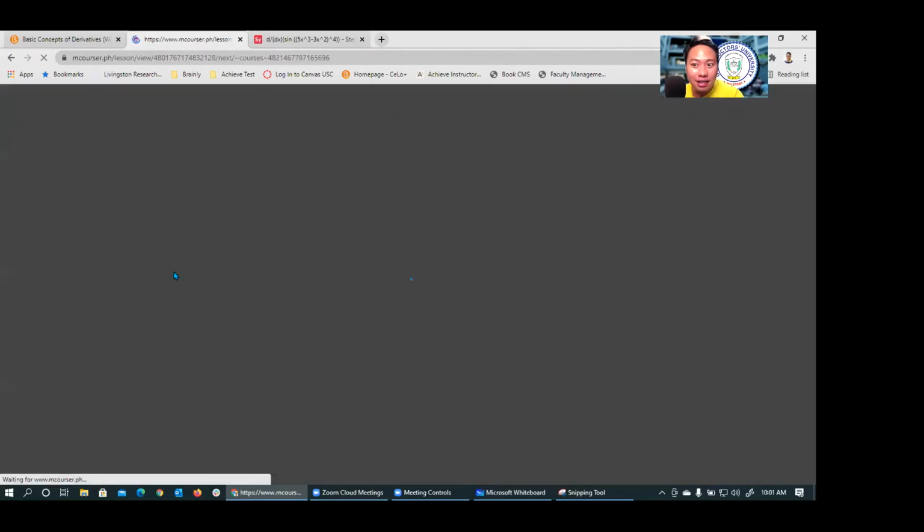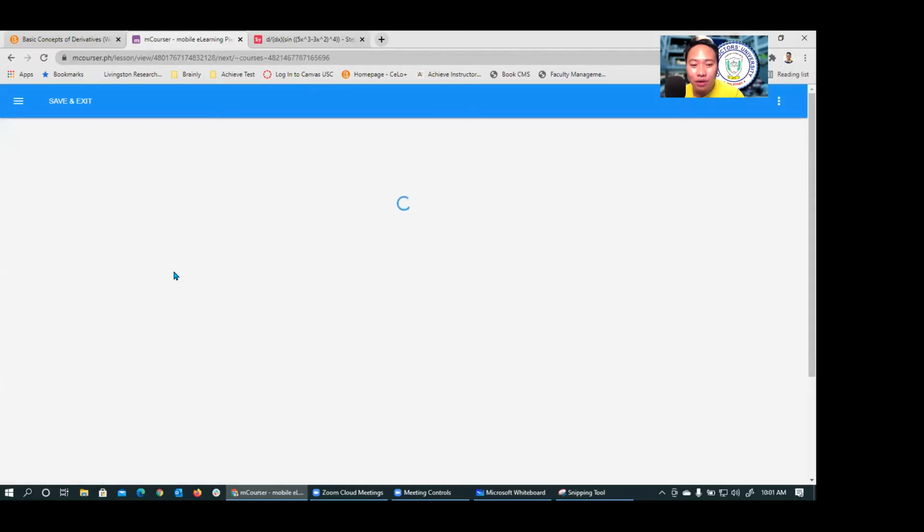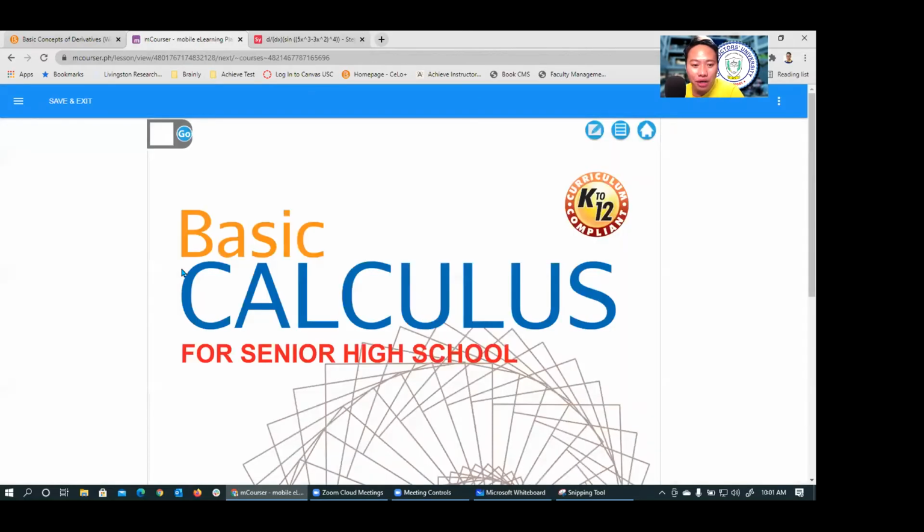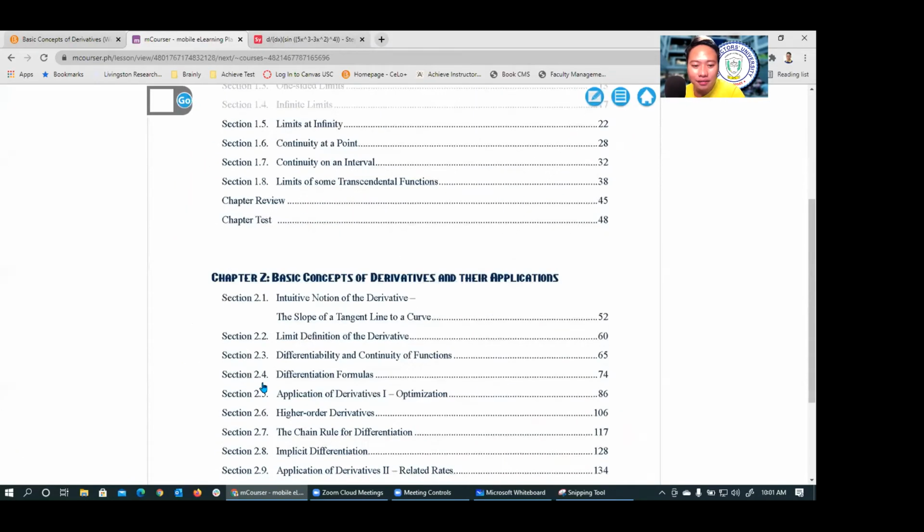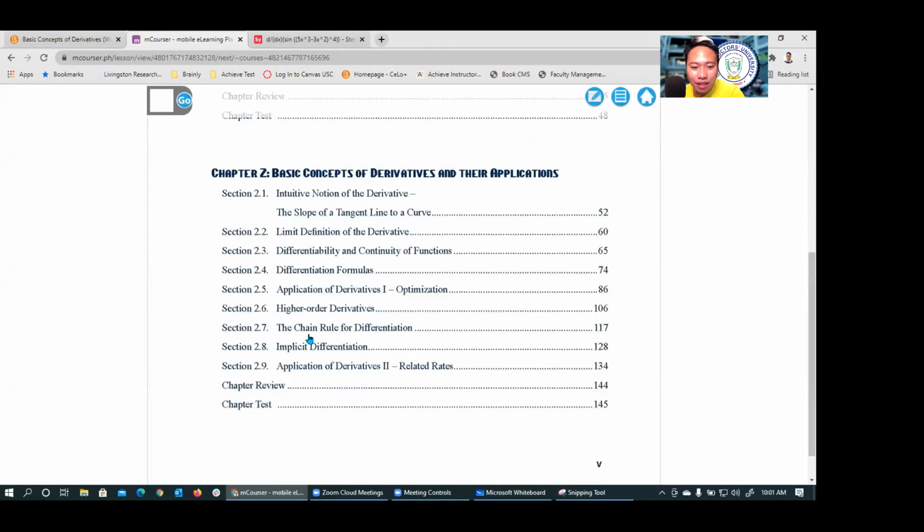I'm gonna explain one item in the book, guys. There is a typo error. Before that, let me load the book first. So we're at the chain rule for differentiation, page 117.